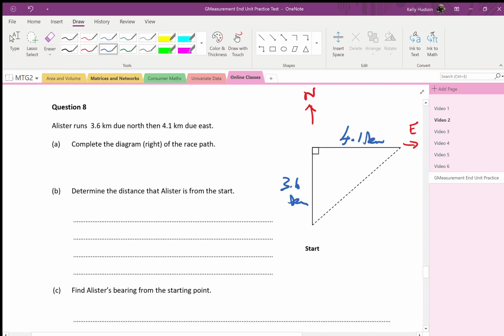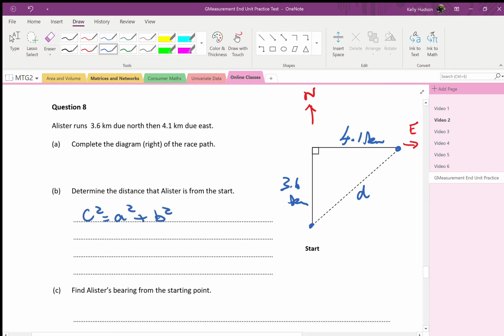And what we have to do is determine the distance from the start. So I'm just going to call this one D. Here's where Alistair finishes up, and here's the start down here. So we've got to work out what our D is. Now, I'd use Pythagoras' theorem for that because I've got three sides and no angles. So C squared equals A squared plus B squared.